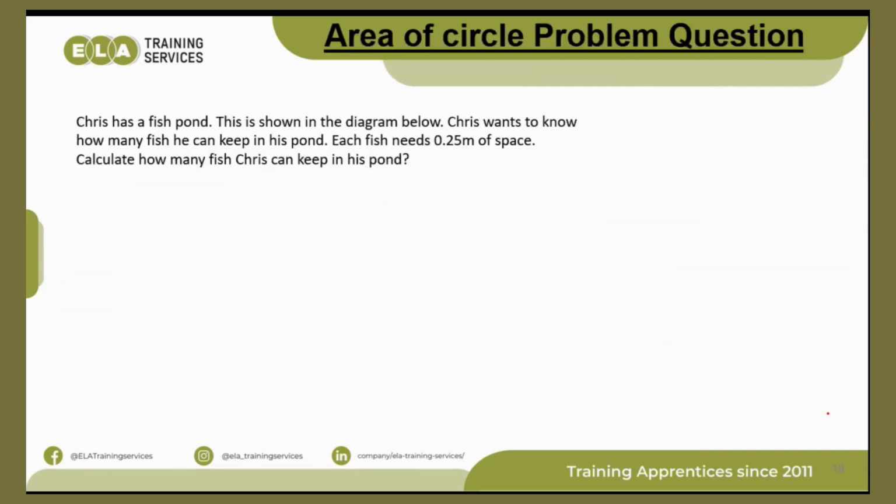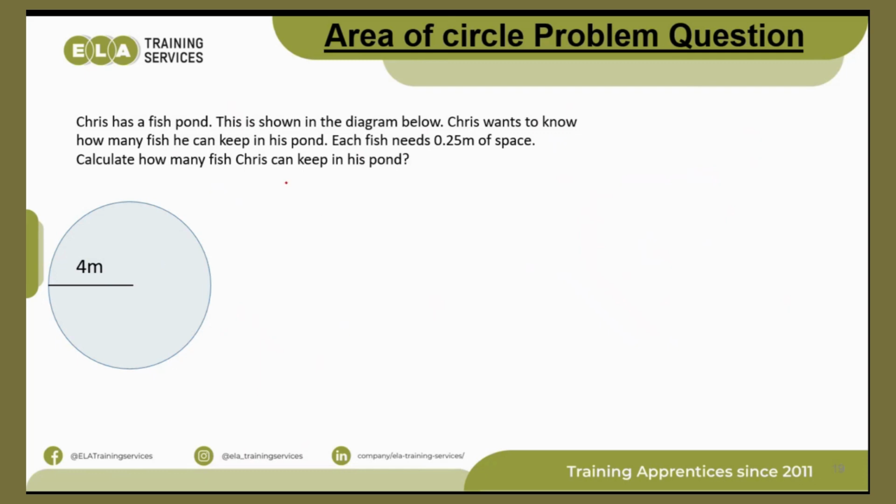Right, let's have a go at a problem question now. Chris has a fish pond. This is shown in the diagram below. Chris wants to know how many fish he can keep in his pond. Each fish needs 0.25 metres of space. Calculate how many fish Chris can keep in his pond.